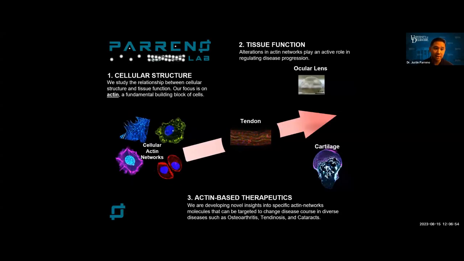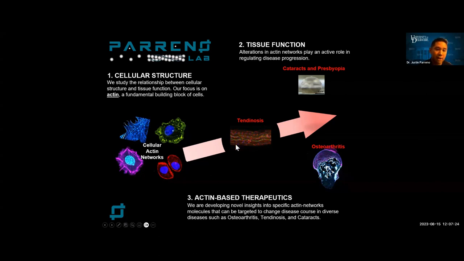My lab studies the actin cytoskeleton, so we're focused on cellular structure, in particular the actin cytoskeleton, and its role in regulating tissue function. Now, we study a diverse set of tissues, namely tendon, cartilage, and the ocular lens, and we're interested in understanding how actin may play a role in the disease pathogenesis, such as tendinosis, osteoarthritis, and cataracts or presbyopia.